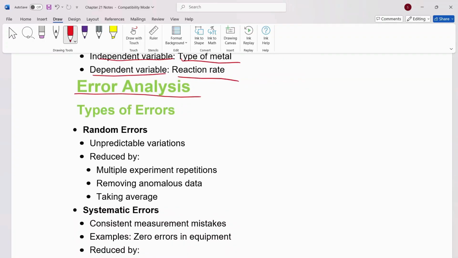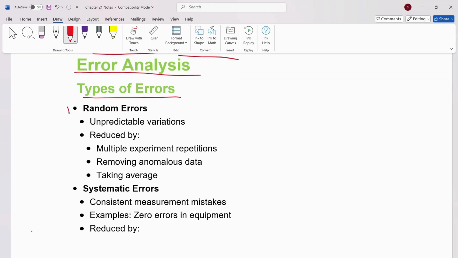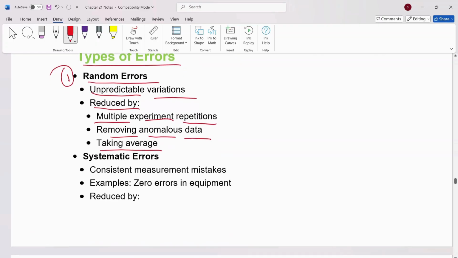Now we have error analysis. Types of errors. Number one, random errors. Unpredictable variations, reduced by multiple experiment repetitions, removing anomalous data, and taking the average.